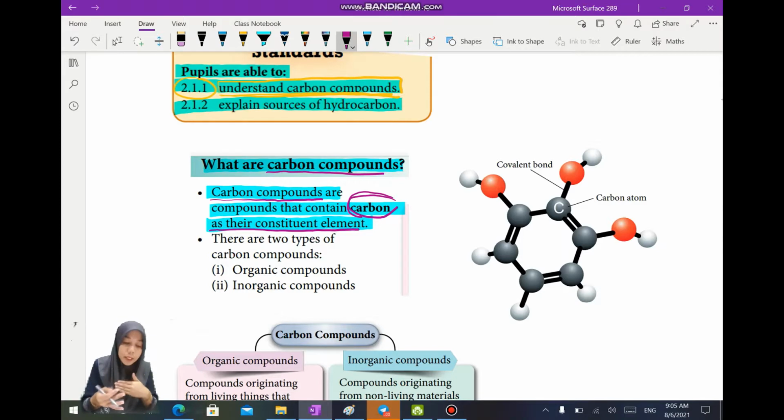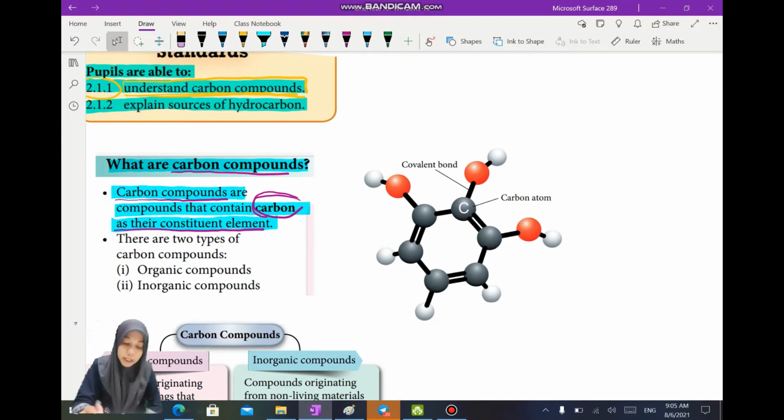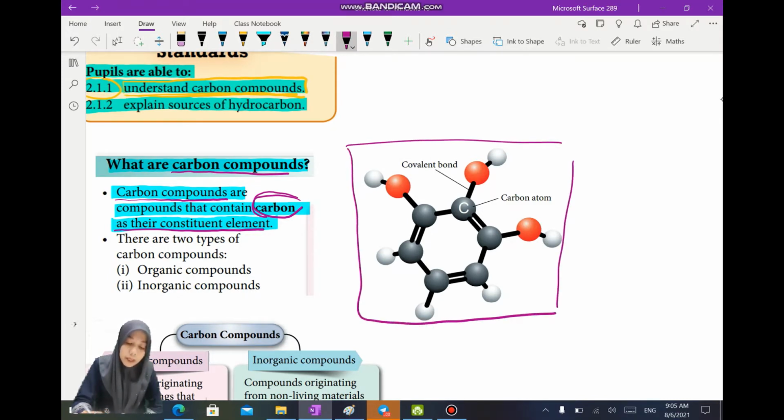Okay, bagaimana tu? Tengok rajah di sebelah. Look at this picture. This is carbon. We have carbon in their constituent element, di dalam setiap unsur juzuknya. Yang warna hitam ini mewakili atom carbon, manakala yang berwarna jingga ini mewakili atom oksigen, manakala yang berwarna putih ini pula mewakili atom hidrogen.